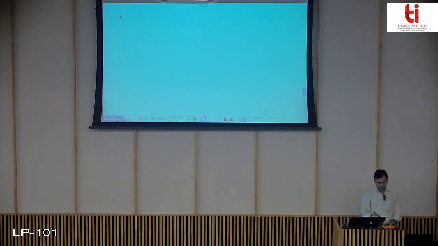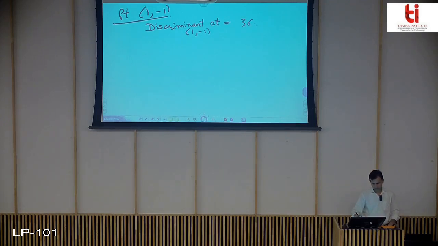Okay, now we come to the point (1, -1). We consider the point (1, -1). Again, the discriminant at (1, -1) is equal to 36 minus 72, and it is minus 36, that is less than 0. So clearly you can see here the discriminant is negative. So (1, -1) is a saddle point.